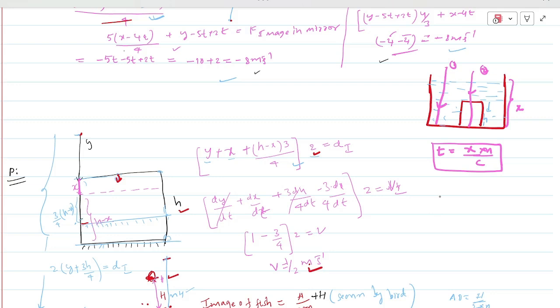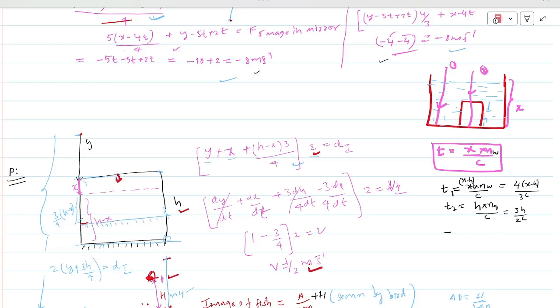The second ray travels for time t1 in the water medium, equal to x into n of the water by c. Here also n of the water by c. Next it travels through the glass slab, for which the length is h, so x minus h into n, that is h into the refractive index of glass by c. The refractive index of water is 4 by 3, so that is 4 into (x minus h) by 3c, and this is 3h by 2c.